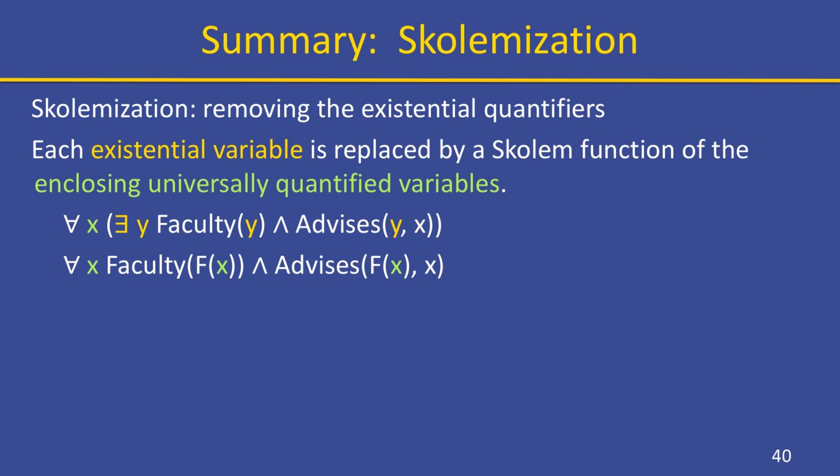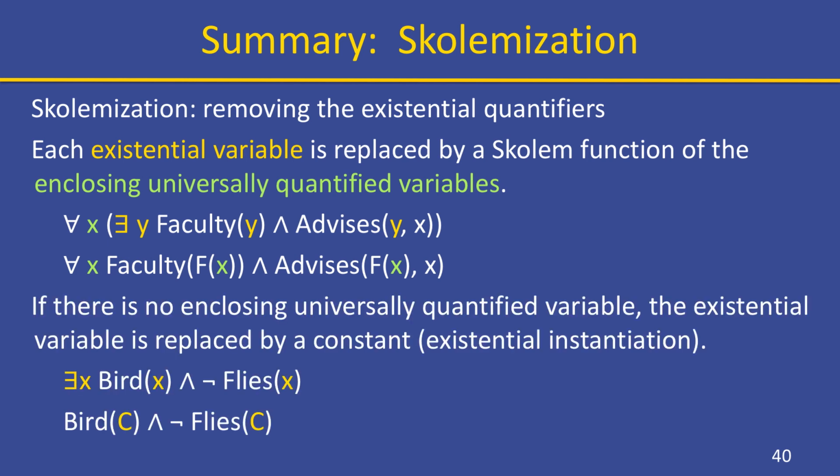In general, each existential variable is replaced by a Skolem function of the enclosing universally quantified variables. So here's the example. For all x, x is my universally quantified variable. There exists y is my existential variable, and I'm going to replace y with a function of x. Now, if there is no enclosing universally quantified variable, Skolemization is simpler. Instead of a Skolem function, we have a Skolem constant. So we simply replace the existential variable with a constant. Now that constant must not be defined elsewhere in the knowledge base.